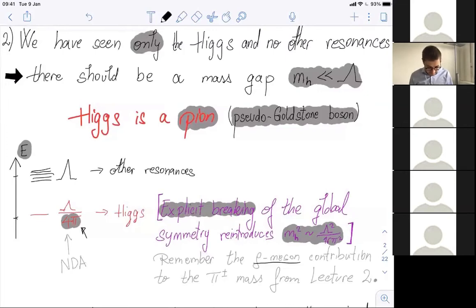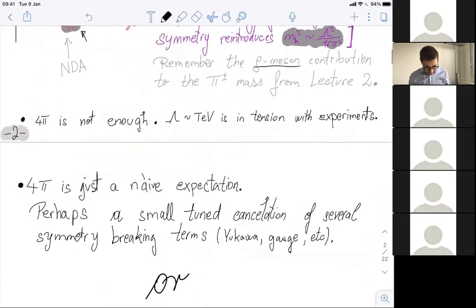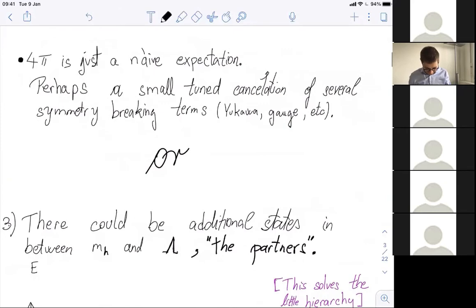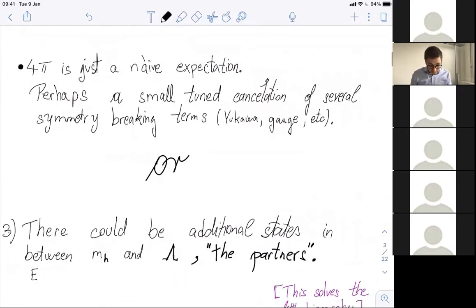All right, so the bullet point number 2 is that the phenomenology tells us that there should be a mass gap between the Higgs and other resonances, and the natural way to explain this is if the Higgs was a pseudo Goldstone boson of the strong symmetry, not just a random spin zero resonance, but actually a pseudo Goldstone boson.